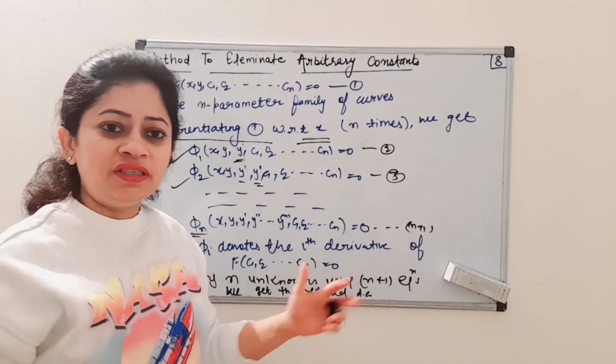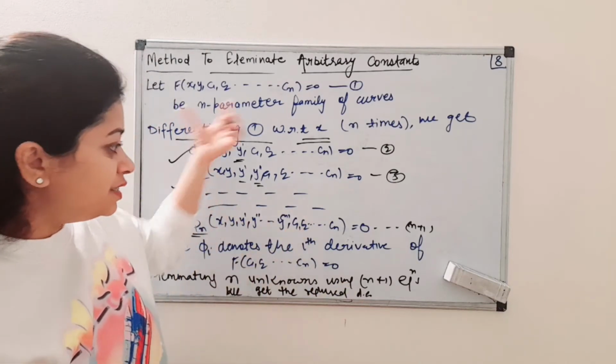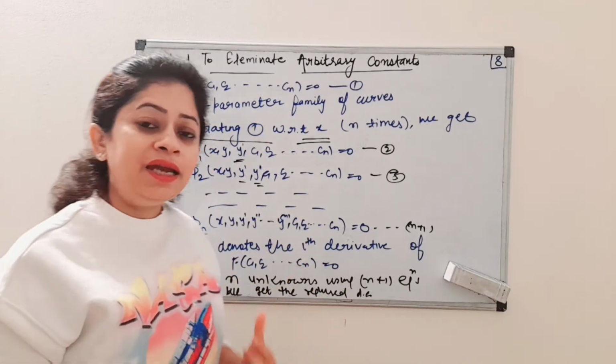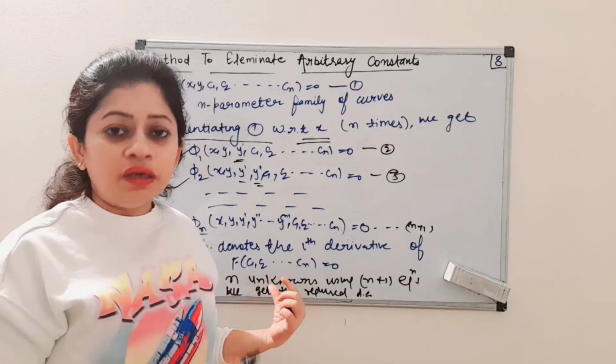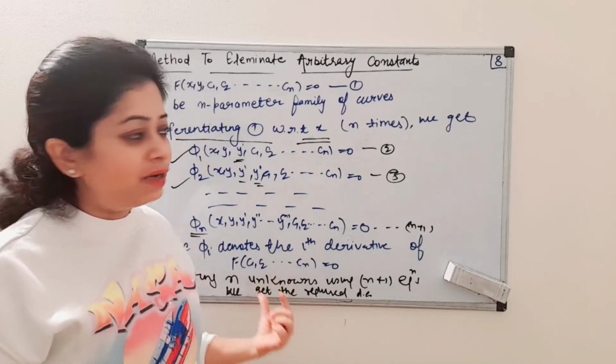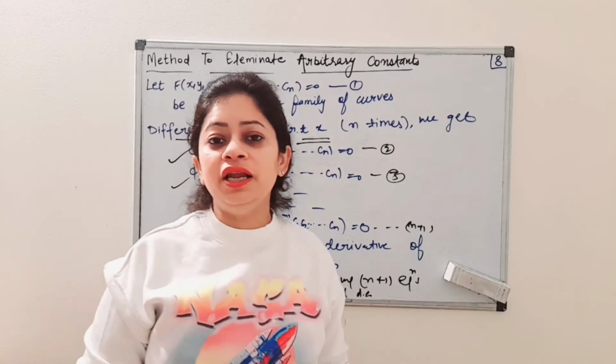adding and subtracting and so on and multiplying with something. Just solving these n plus 1 equations, we need to eliminate n unknowns and then we get the required differential equation.